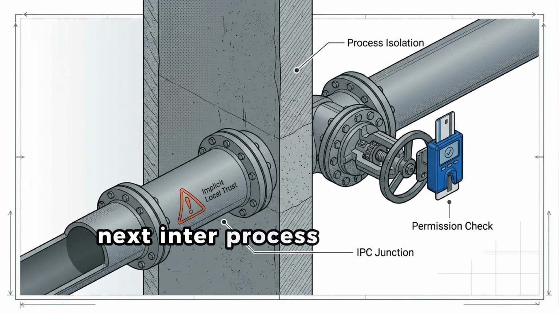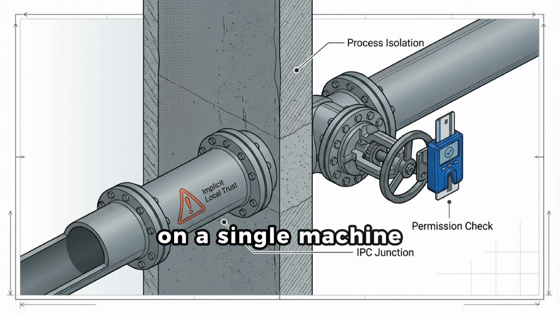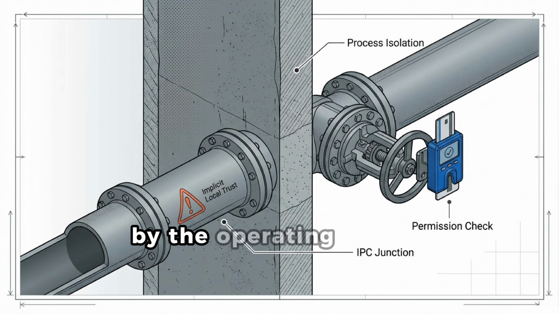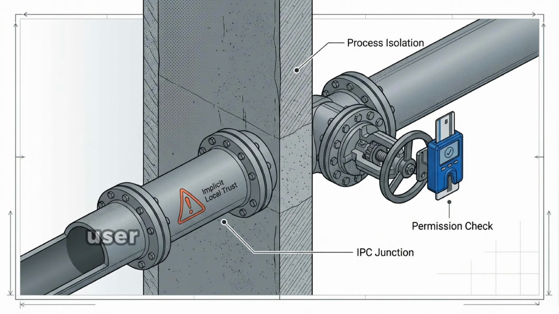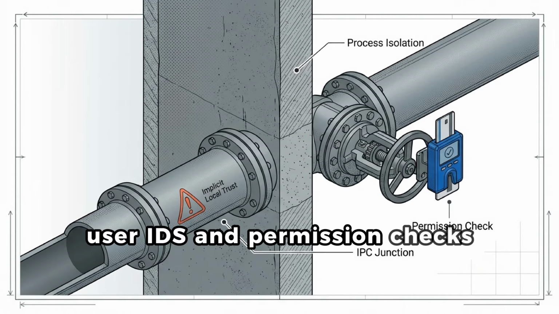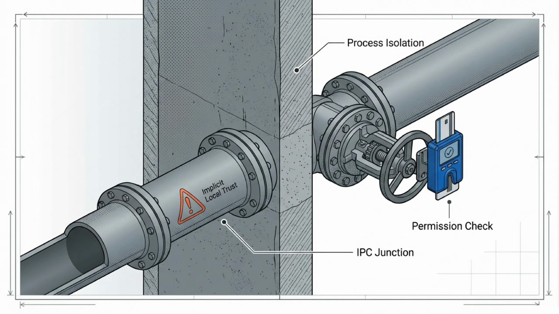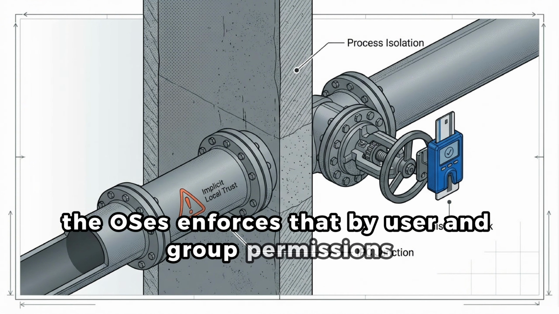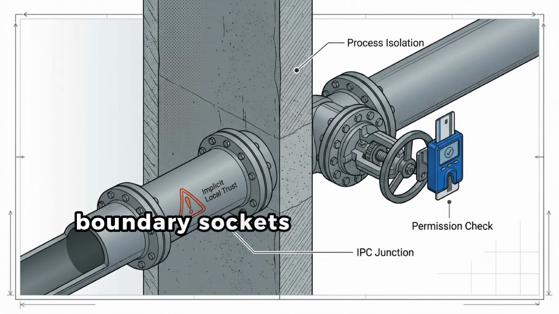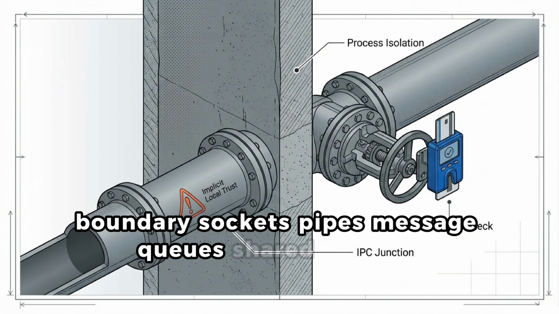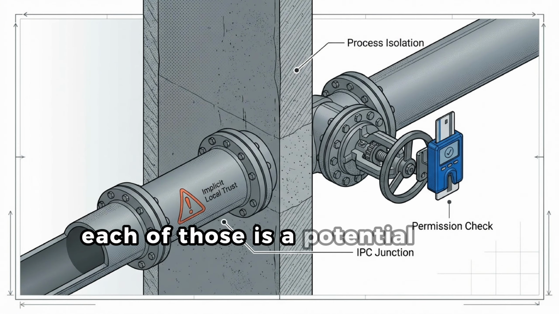Next, inter-process boundaries. On a single machine, different processes are separated by the operating system. That separation is enforced with process IDs, user IDs, and permission checks. An HTTP daemon running as www-data should not be able to rewrite /etc/passwd. The OS enforces that by user and group permissions. But the devil is in the APIs that cross the process boundary. Sockets, pipes, message queues, shared memory. Each of those is a potential door.